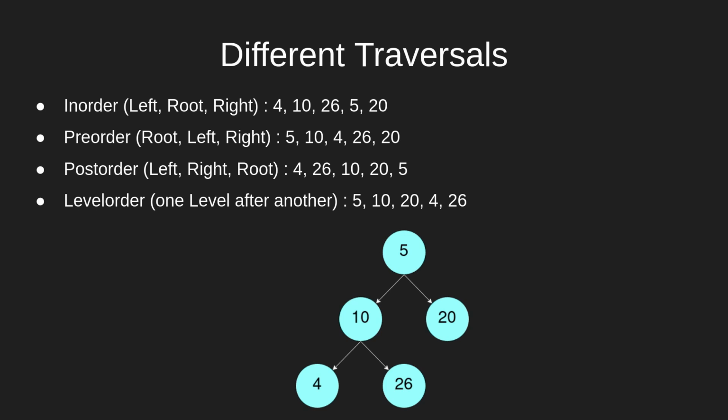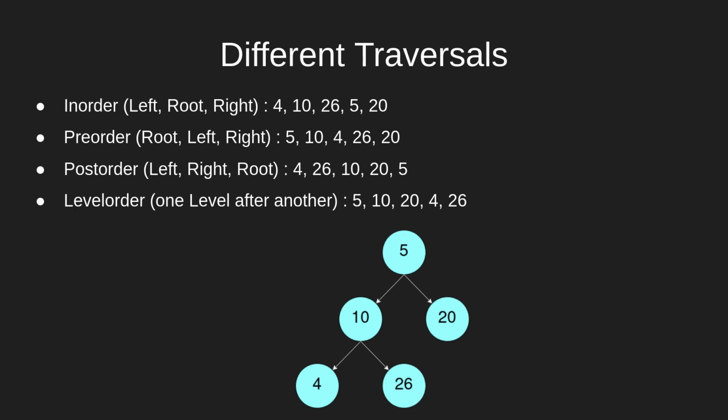Now let's see some different types of traversals. The in-order traversal is a recursive traversal which will first recurse for the left node, then print the value of the root node, and then print the values by recursively calling in-order traversal for the right node. Similarly, the pre-order and post-order are also recursive algorithms following root, left, right, and left, right, root as the sequence of printing elements.